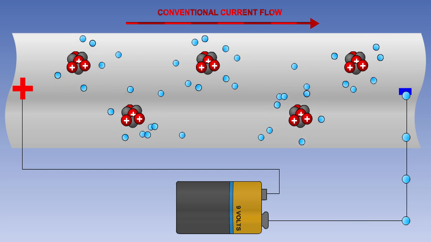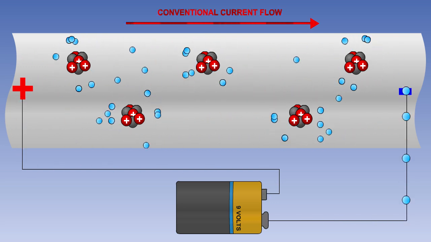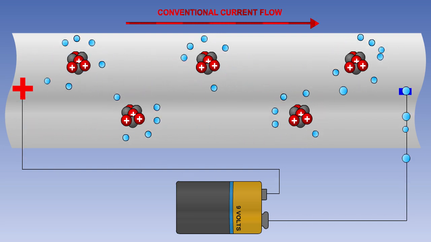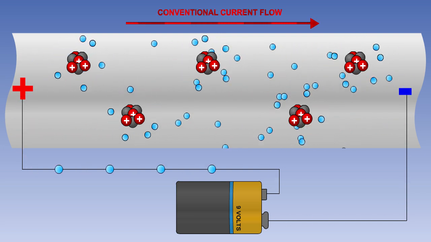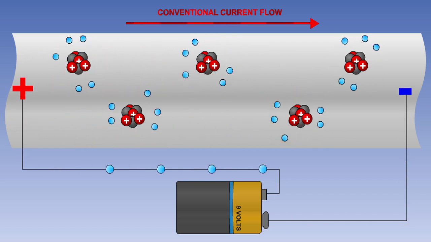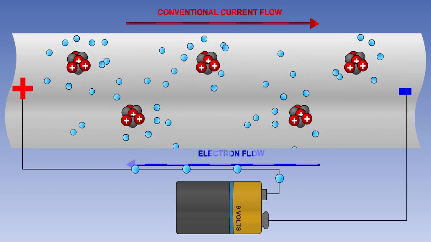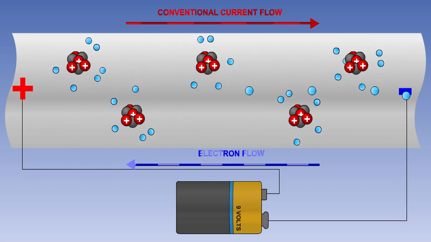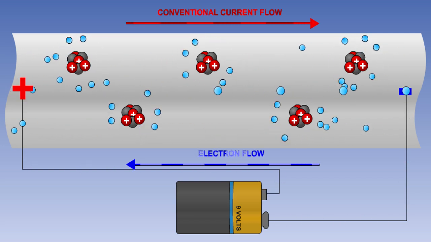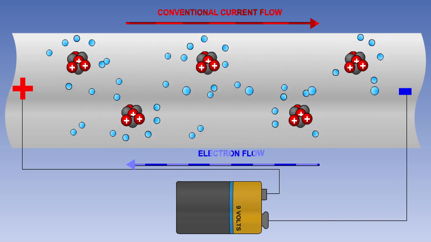Electricity was in use before electrons were discovered, and it was assumed that electricity was the flow of something from positive to negative. This is known as conventional current flow. Many of the laws of electricity are based on this idea. As we now know, electrical current actually consists of electrons flowing from negative to positive. This is known as electron flow.